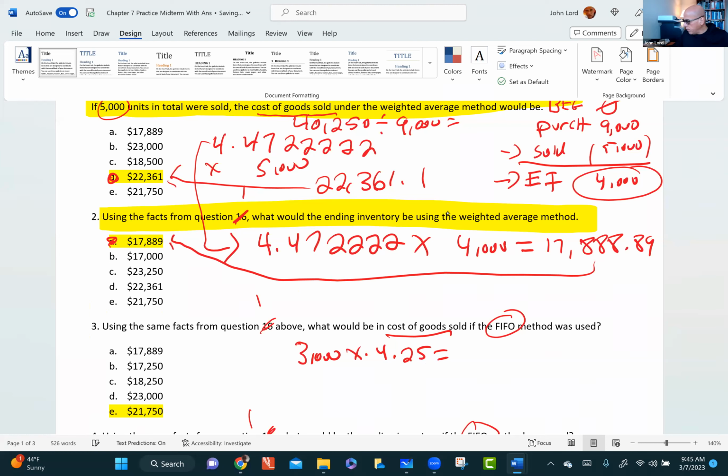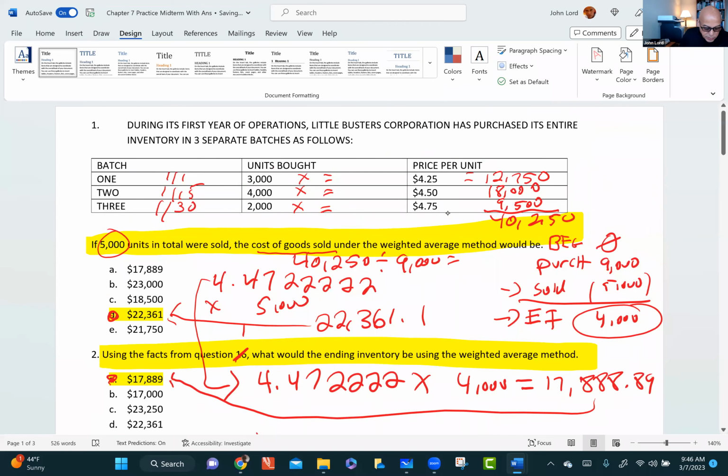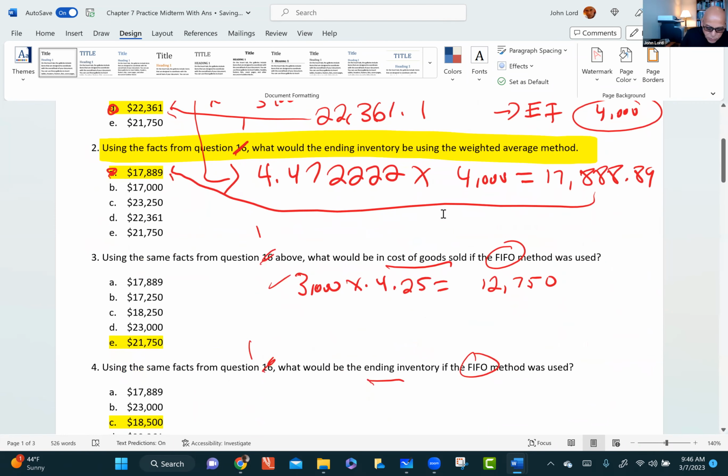So when I do the math on that, I get 3,000 times 4.25. That gives me 12,750. But I still need another couple thousand units because they sold 5,000, and so far I've only accounted for 3,000. So now I look at batch 2, and I still have 4,000. I can take my remaining 2,000 that I need to complete this calculation from those ones that they paid 4.50 for.